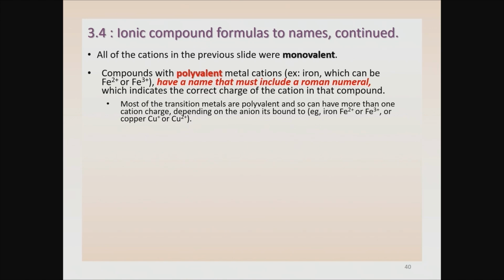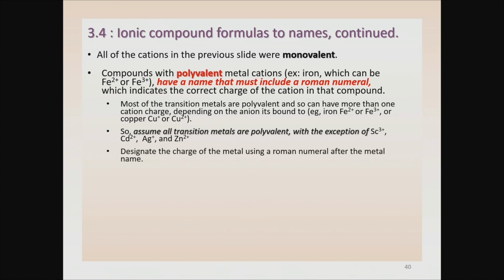Copper can either be Cu+ or Cu2+, for example. But what you should do for this class is assume that all transition metals are polyvalent, with the exception of the four following monovalent metal cations, which are Sc3+, Cd2+, Ag+, and Zn2+. They can only have those charge states that you see.